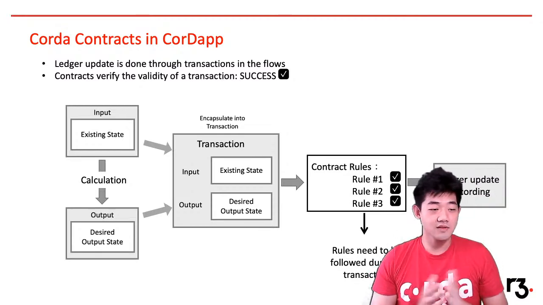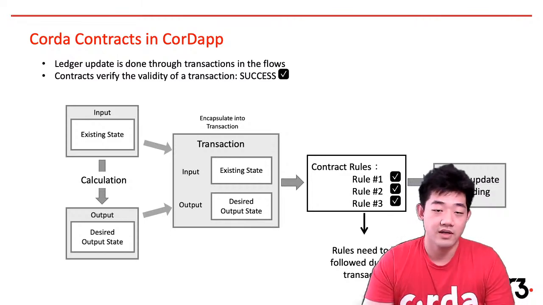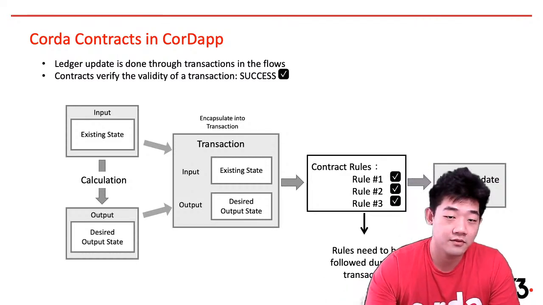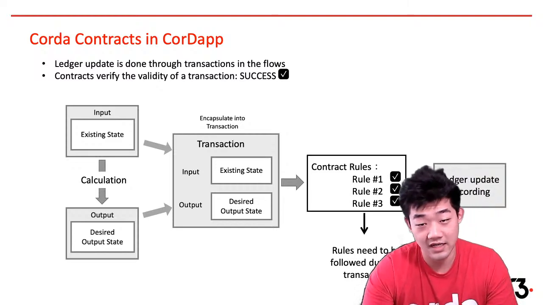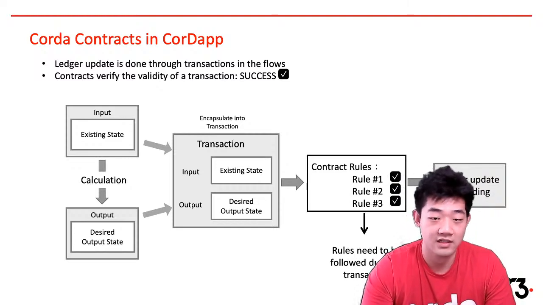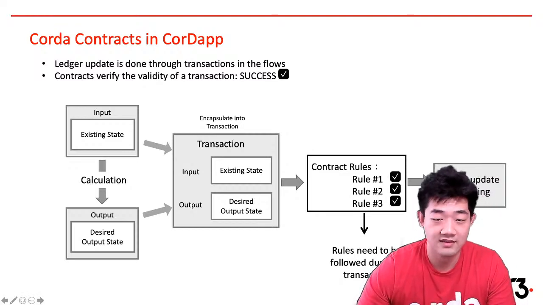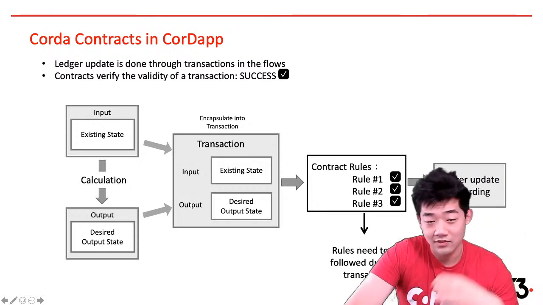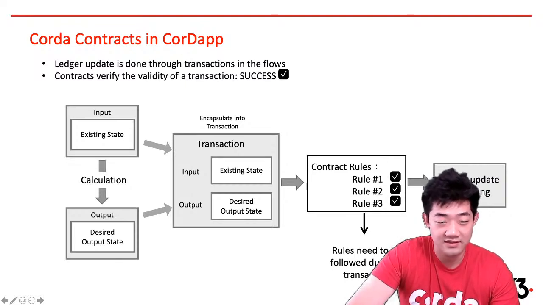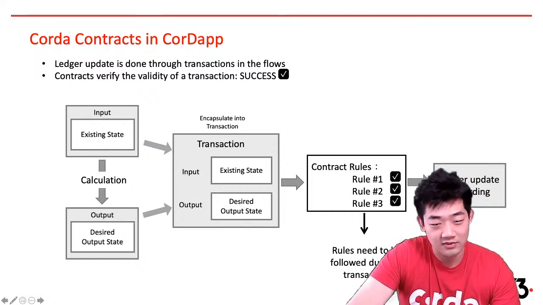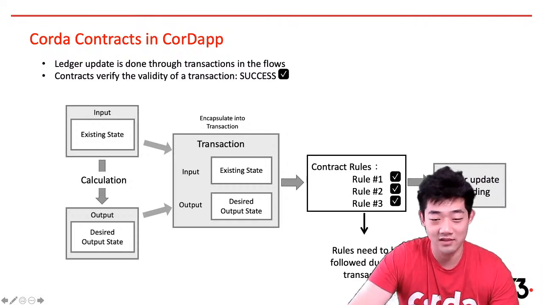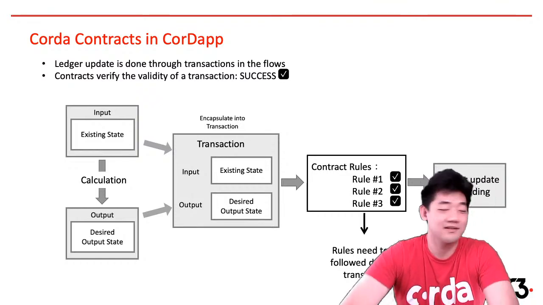Cool. Token contract. So token contract is the thing that verifies the transaction. And as I explained before, the Corda ledger is updated through transaction in the flow. And the contract verifies the validity of the transaction. And right now you're seeing a success case right here, because in the transaction, you have the input, which is the existing state. You do some transaction calculation, you have your desired output state, which is the output. You encapsulate them into a transaction. That transaction has input, output, and then many others. You can have attachment, you can have timestamp, you can have whatever stuff you want to put. You can even put a PDF as an attachment in your transaction.